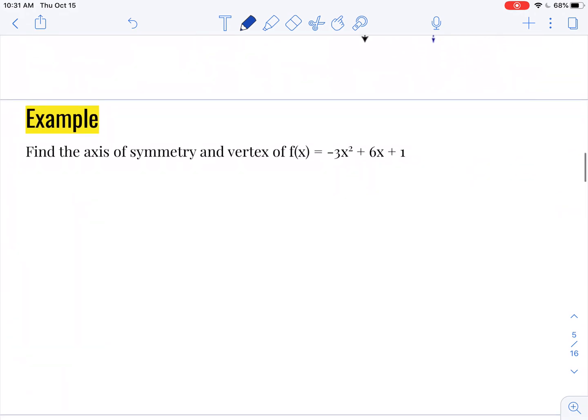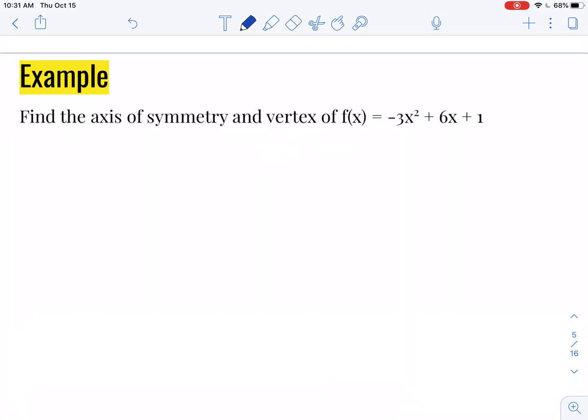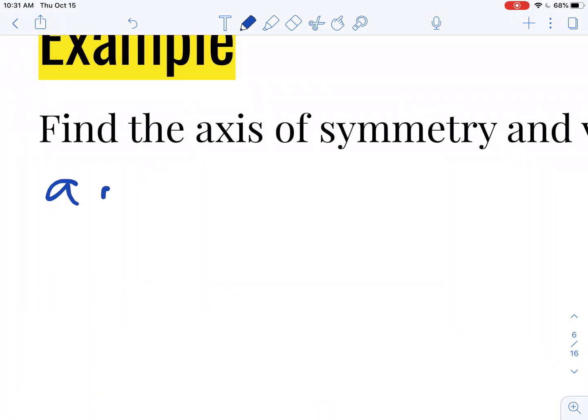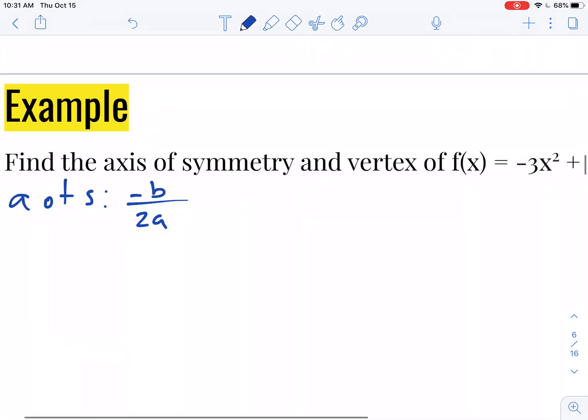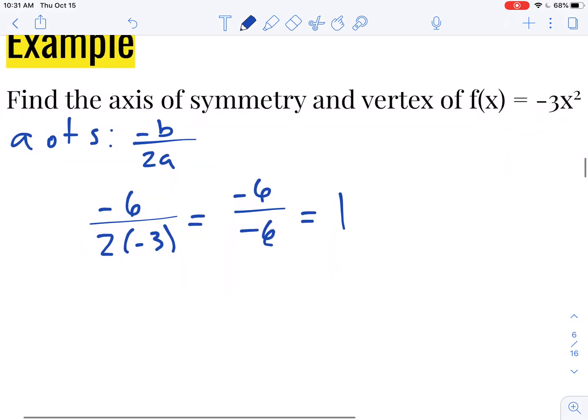So for example, we're going to find the axis of symmetry and the vertex for negative 3x squared plus 6x plus 1. So again, our formula for axis of symmetry, or a of s, is negative b over 2 times a. In our case, we've got negative 6 over 2 times negative 3, which is equal to negative 6 over negative 6, which is positive 1. So your axis of symmetry is x is equal to 1.